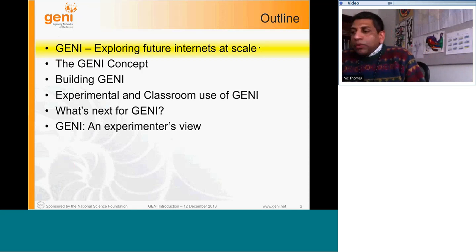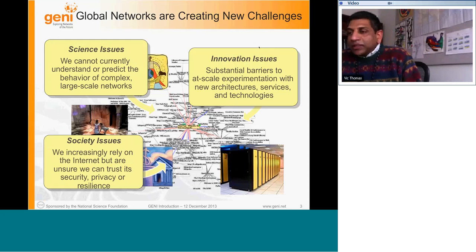So we all use global networks, the most common one being the internet, of course. We use it every day, but we really don't understand how these networks work, the science behind these networks. We deploy these networks, we use them. If something doesn't work well, we make some engineering judgments on how to fix the problems, but there's no real underlying science. And this is the problem that the NSF would like addressed, and other funding agencies.